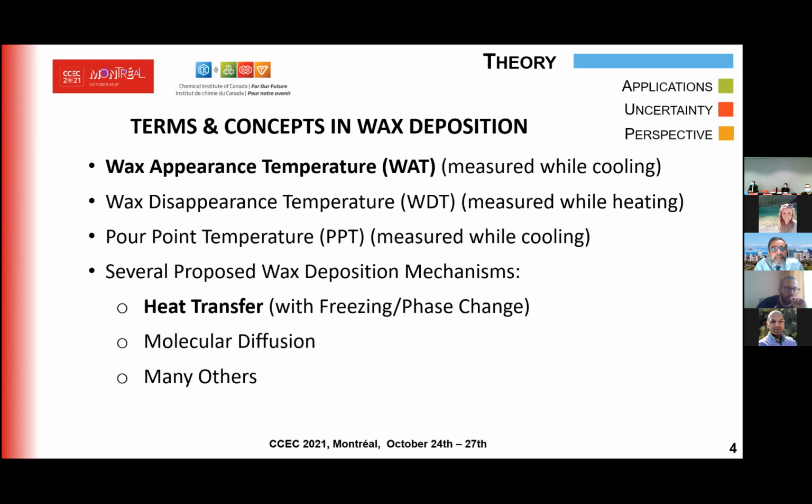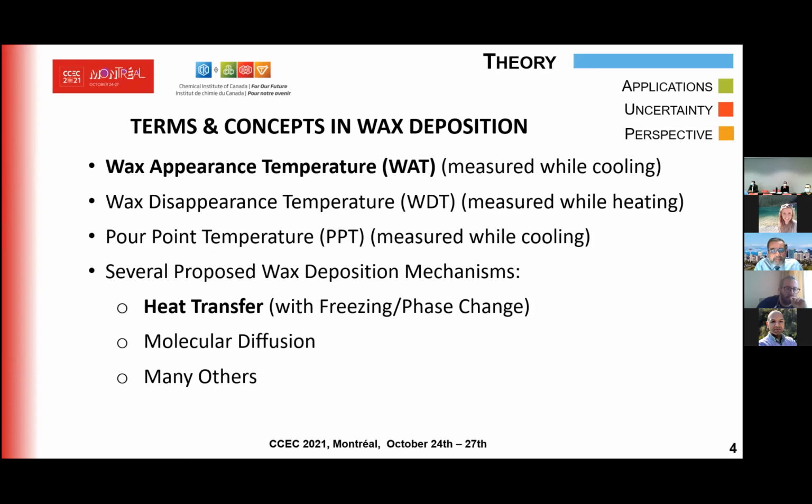In the next slide, I've written some keywords that one should look at. There are 3 temperatures that are important in dealing with such crude oils. But the most important for this presentation is the wax appearance temperature, which is measured while cooling a crude oil, and it indicates the temperature at which first crystals appear in the sample.